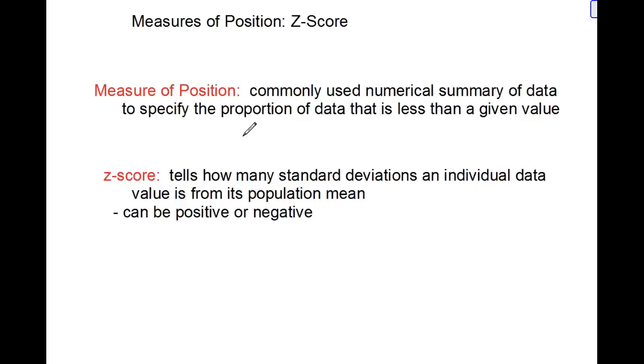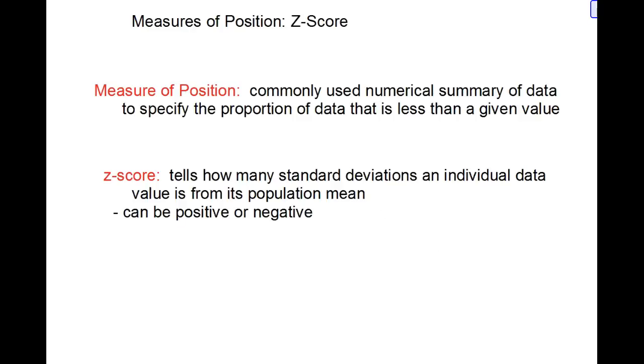The z-score is going to tell us how many standard deviations an individual data value is from its population mean. So we're going to be comparing it to the population mean. Now, z-scores can be positive or negative. The reason z-scores can be positive or negative is because we're talking about where it fits on the spectrum compared to the population mean.